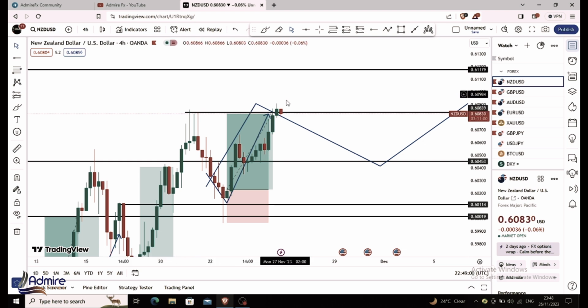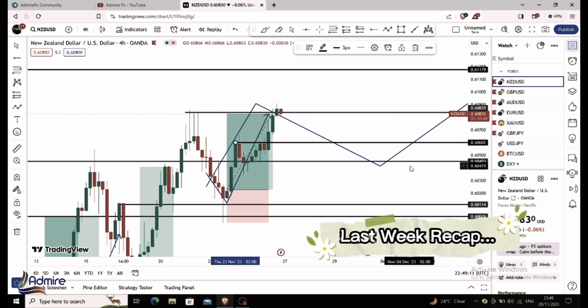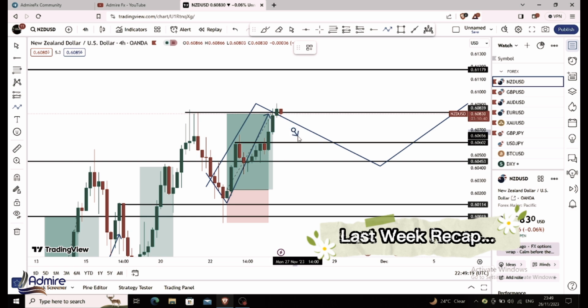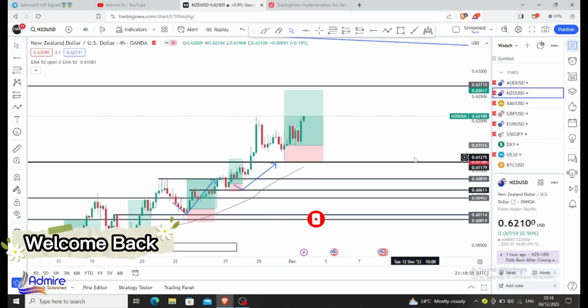So what we just look out for is a lower time frame retracement. Maybe we are not having much volume here on the higher time frame. I'll look for price to retrace to the 0.60602 area, which is what we look out for. Price retraces inside here and a bullish continuation to the upside. Okay, welcome back. So you can see how price played out on NZD USD to precision.